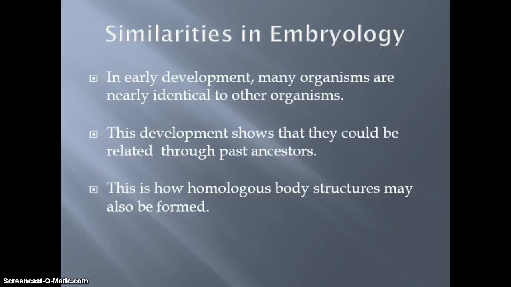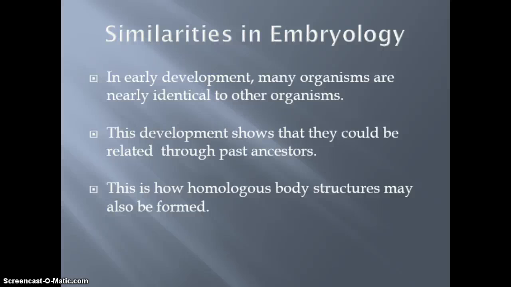And the last little piece of this is the similarities in embryology. In early development, many organisms are nearly identical to each other. And because of this early development, it looks like they could be related through past ancestors. This also shows how homologous body structures may be formed if we're starting with the same embryonic structure and then just evolving from there.